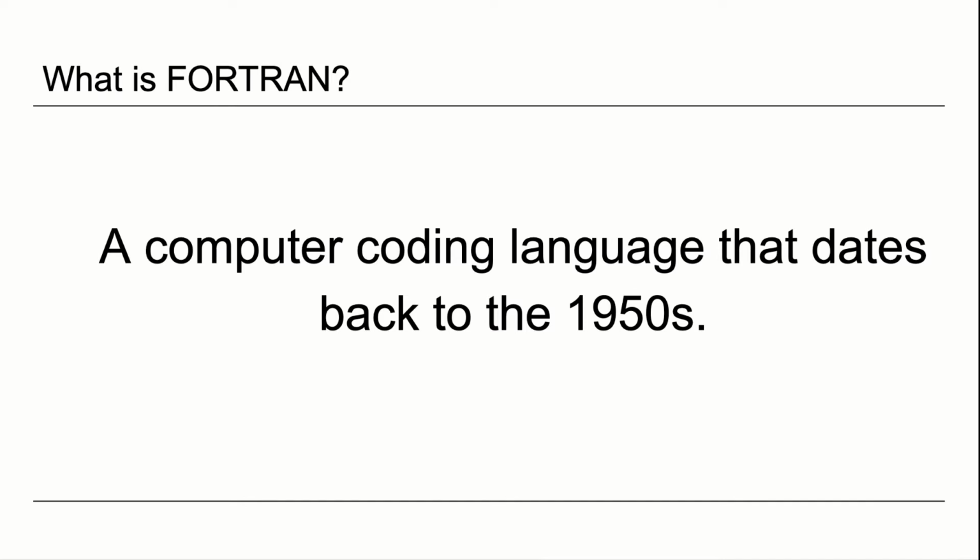FORTRAN is a computer code that was created by a group of engineers at the International Business Machines, or IBM, back in the 1950s. Its first production run was on April 20th, 1957. It is one of the first high-level programming languages in history. Even though it is an older language, it remains the dominant language used for massive-scale parallel computations.